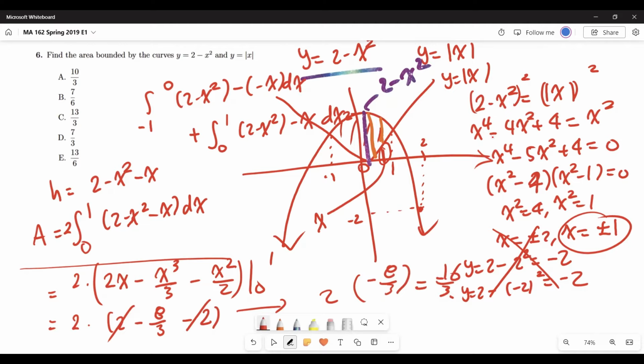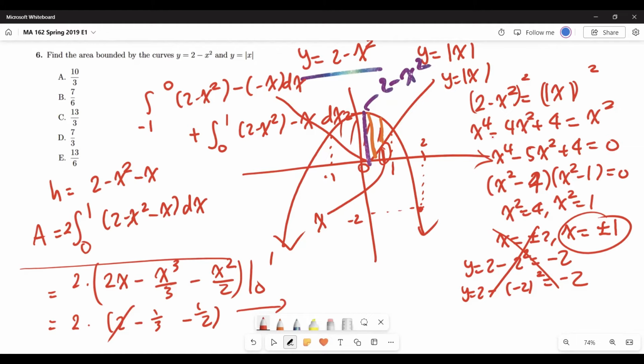What did I do wrong? Oh, it's 1 over 2, never mind. I did the calculation wrong, didn't I? Sorry. If you plug in 1, 2 times 1 minus 1 over 3, yeah, I did it totally wrong, sorry. It's 2 minus 1 over 3 minus 1 over 2. And then you do the calculation and multiply by 2.